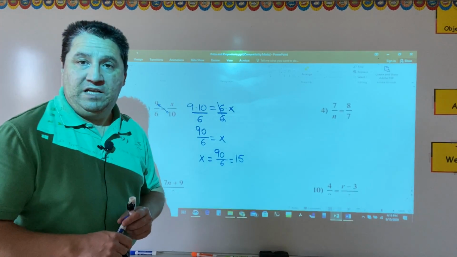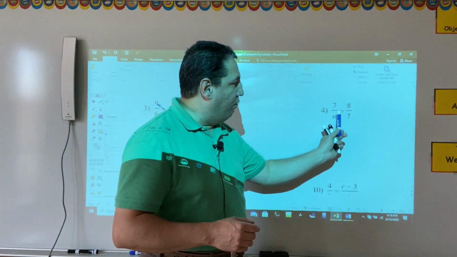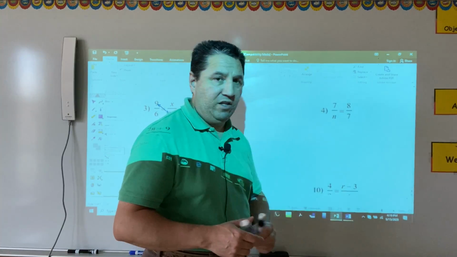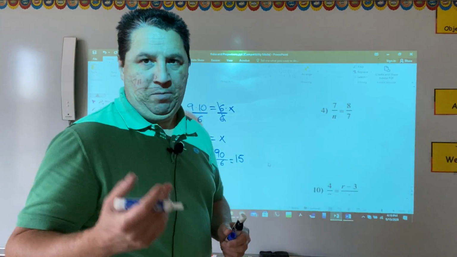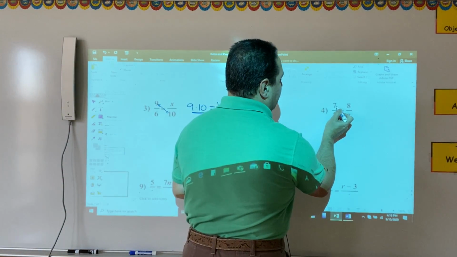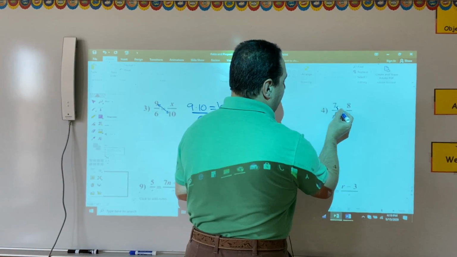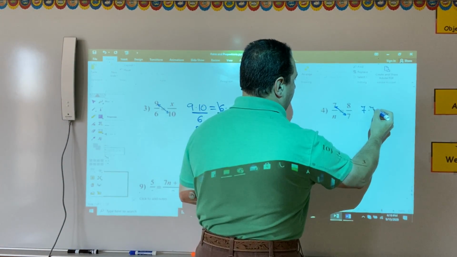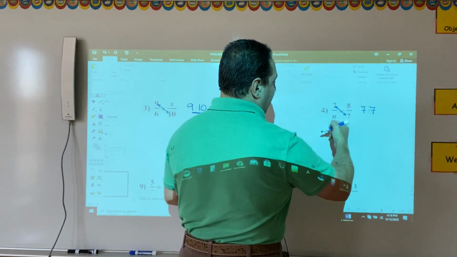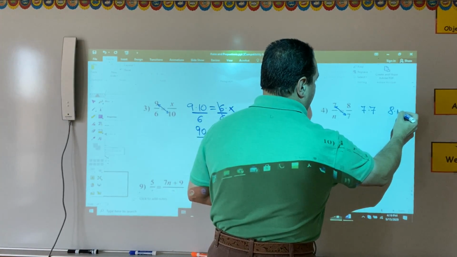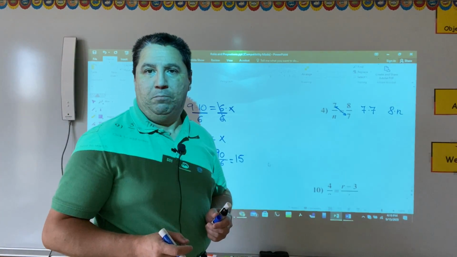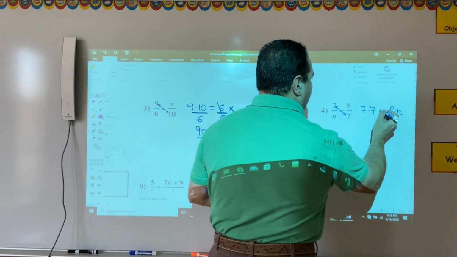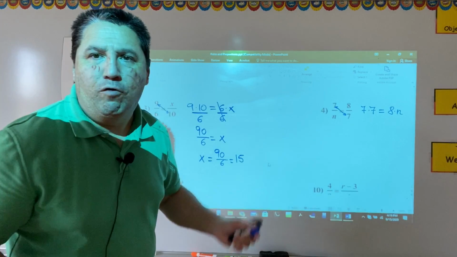Another example is 7 over n equals 8 over 7. We do the same. We cross multiply. We multiply 7 by 7, and then 8 by n, and make those cross products equal. Then we solve for n.